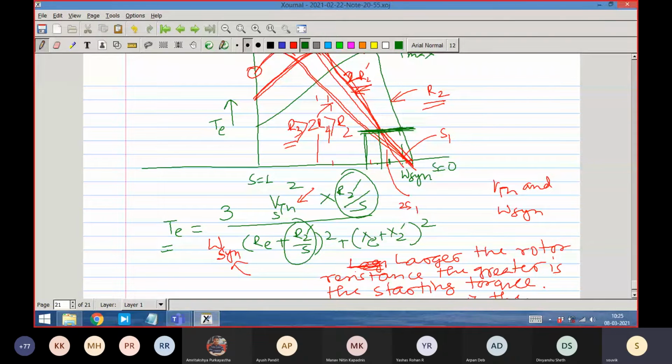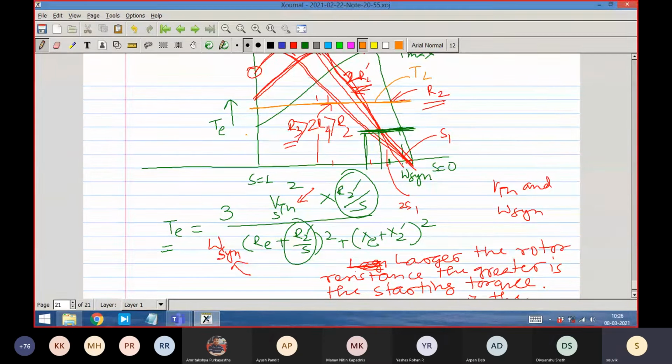For example, the first machine might not have started if the load torque were this. Maybe it will not start if the load torque is this. But the second machine and the third machine will start. The first machine will not start because the first machine has lower starting torque, right?